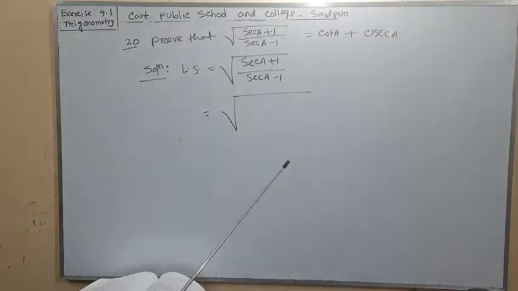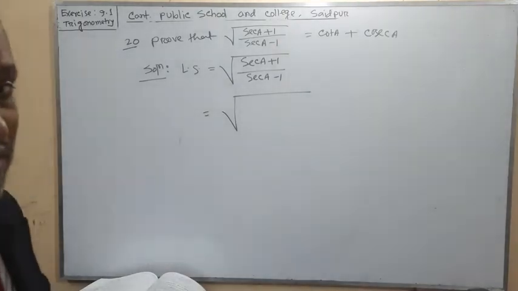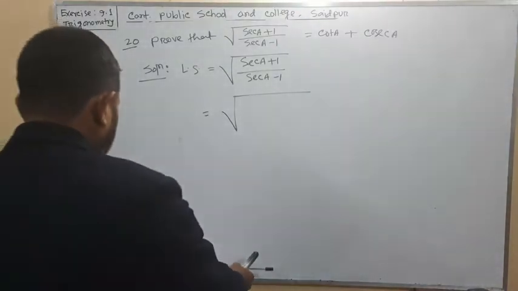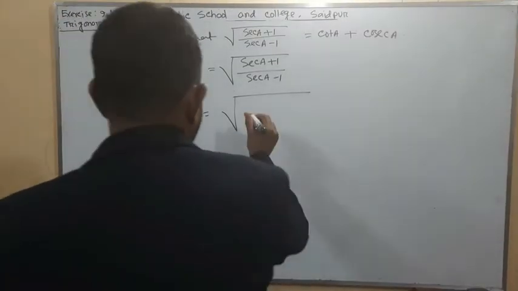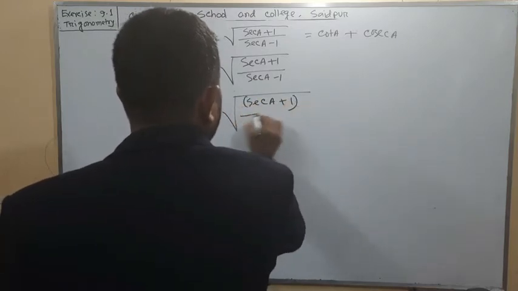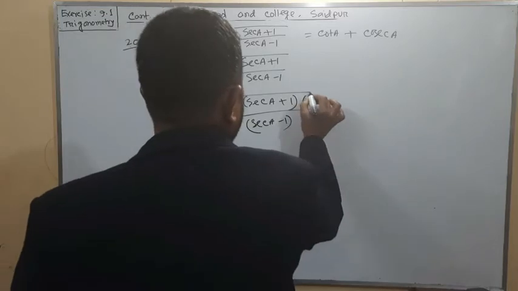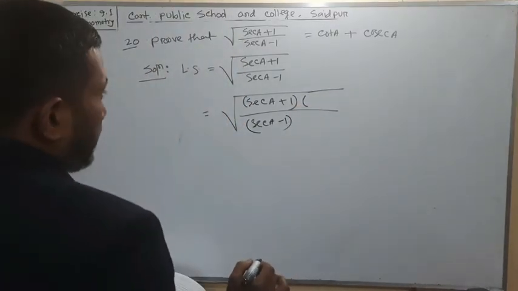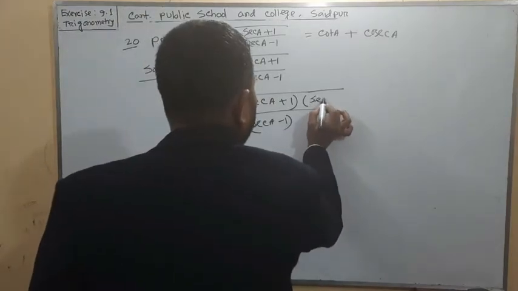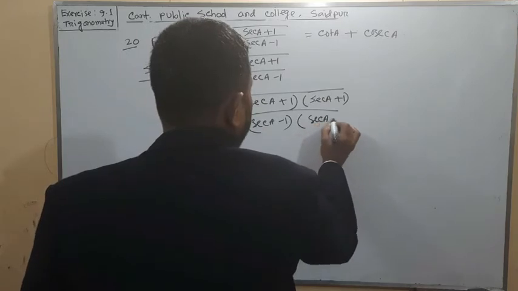If we multiply numerator and denominator by sec A plus 1, then we get the formula in the denominator, A square minus B square. That is, sec A plus 1 by sec A minus 1, multiplying numerator and denominator by sec A plus 1.